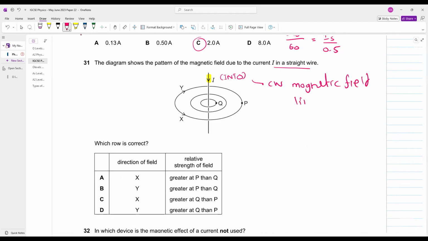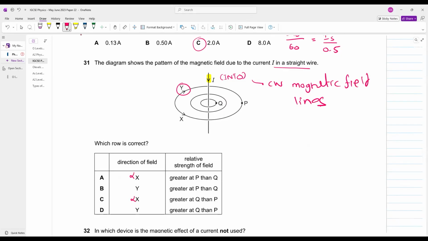बेटा जब भी current into the page जा रहा होगा, it will always develop clockwise magnetic field lines. Okay, so which row is correct? You have to state the direction of magnetic field. कोई clockwise direction में है magnetic field? Yes, why? A cancel out हो जाएगा, C cancel out हो जाएगा.